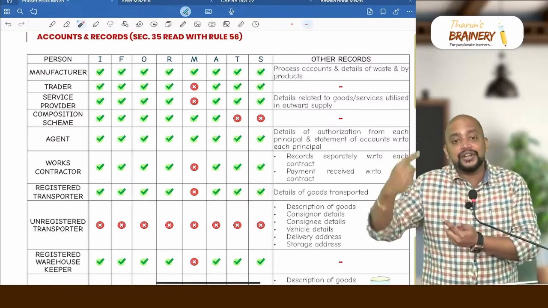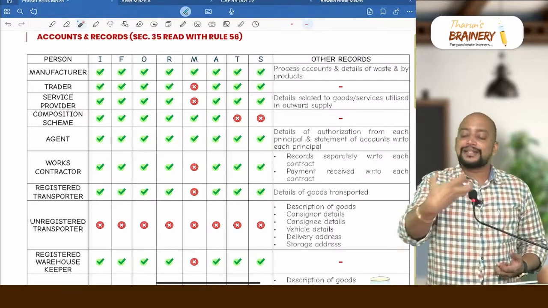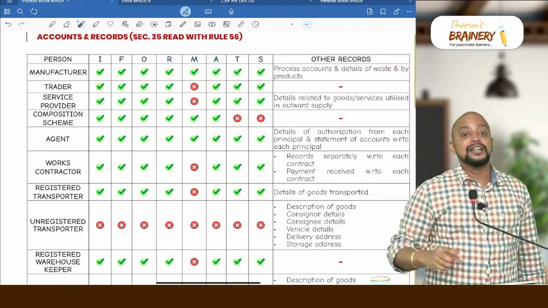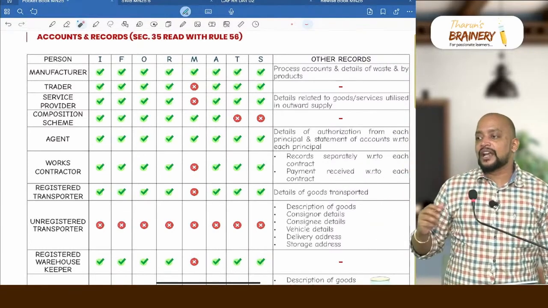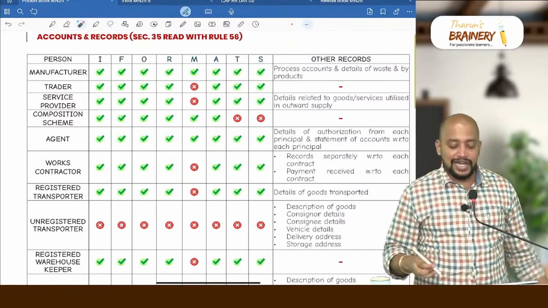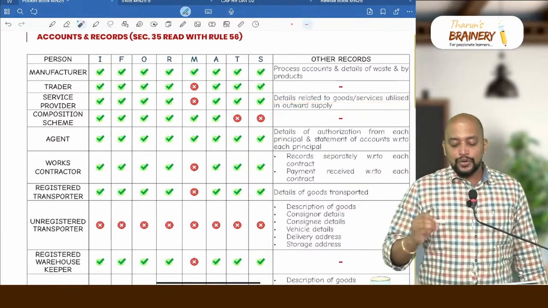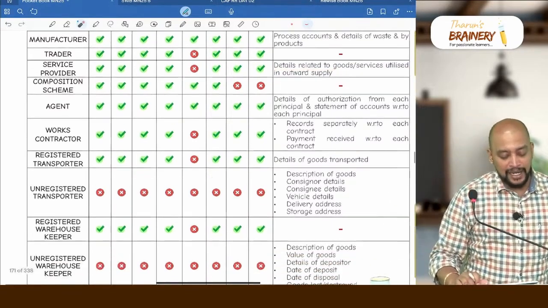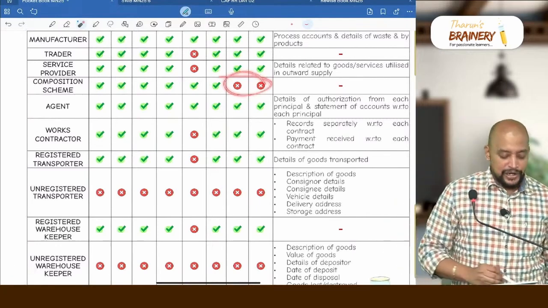So that utilization ratio, even though I am a service provider, for the purchases which are used in the services, I need to maintain the utilization schedule, then only I will be able to take ITC properly. That's why they are required to maintain the details regarding goods or services utilized in outward supply. And if I am under composition scheme, this is not required.